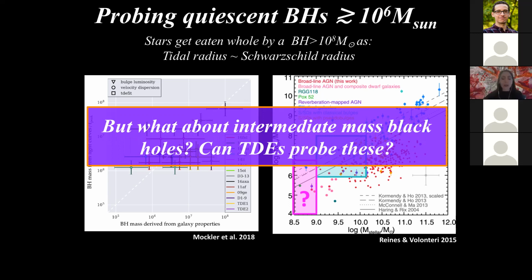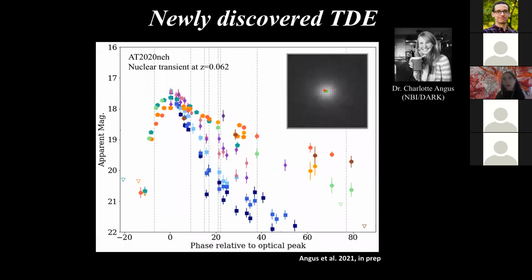And so you probably know Charlotte, who's at Dark. Charlotte has been doing this amazing work where we discovered this event called AT2020neh. We think this type of source may be one of the sources that proves you can use tidal disruption events to probe intermediate mass black holes. This is a newly discovered TDE, discovered in 2020, last year, in a nearby galaxy. And Charlotte has been leading quite a large fraction of the follow-up associated with this event.